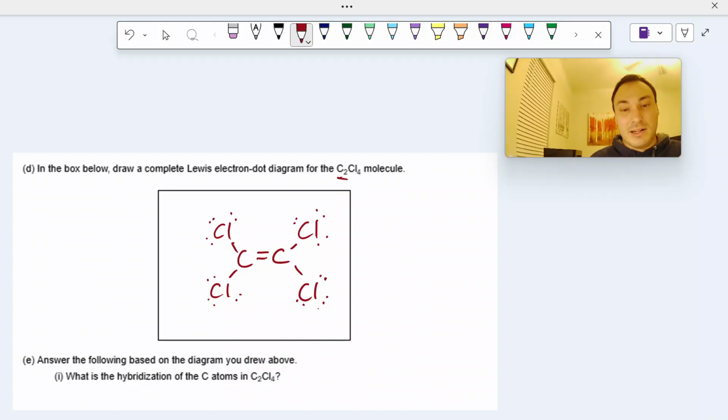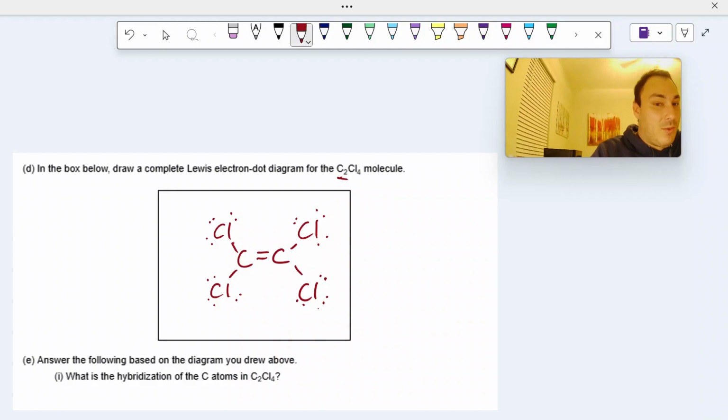Again, the way I like to do these Lewis structures is I think about formal charge while I'm doing them. Carbon has 4 valence electrons, wants 4 bonds. Chlorine has 7 valence electrons, wants to form 1 bond. This is what the molecule looks like. And we can count up the electrons just to be sure. Everyone's happy. Carbons have 8, chlorines have 8.